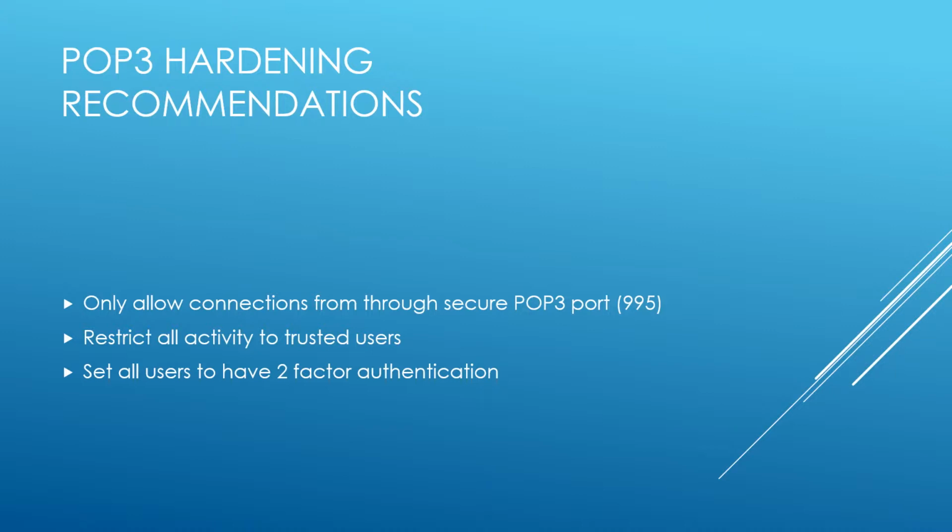Another recommendation that I would make is to restrict all activity to trusted users. This process involves removing users who have been inactive or who are not verified on the system. The other recommendation that I would have for hardening POP3 is to set all users to enable two-factor authentication. This will require all users to not only have the correct login and password for their user account, but to authenticate themselves in another method.